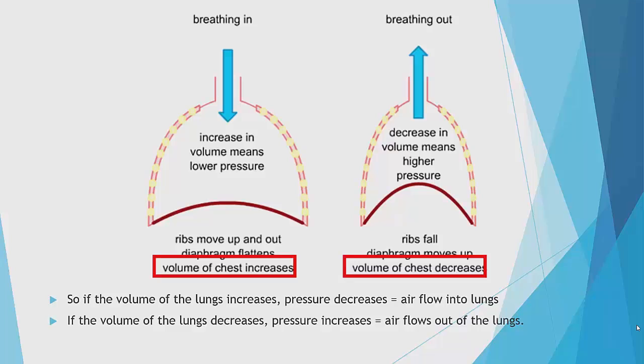So this is pretty much the basics of the breathing mechanism. In breathing in, the volume in the chest increases, which means the pressure decreases, and air is then able to flow into the lungs. Likewise, if the volume of the lung decreases, the pressure inside increases, and air flows out of the lungs.